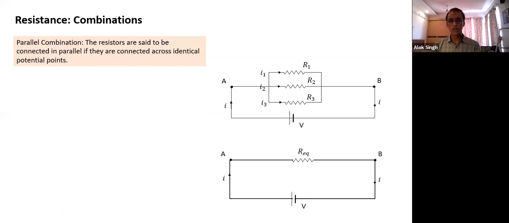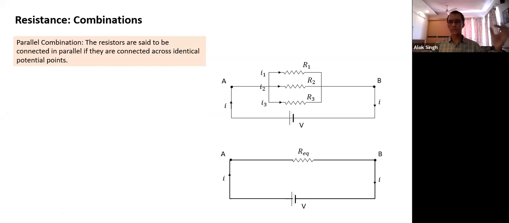Then we look at, that was very simple. So what happens in case of parallel combination? Now we come to the parallel combination also. How did we define parallel combination in case of capacitors? The capacitor has two plates, two terminals. If the terminals are connected to identical potential points, they were supposed to be in parallel.